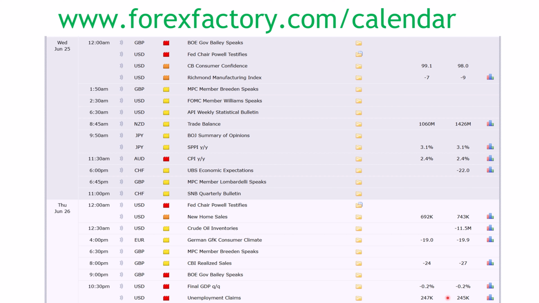So an interesting week ahead. As I said, September is on my radar, but you can only trade what's in front of you, and it's the middle of June, and I'm looking for a top on the Australian dollar.